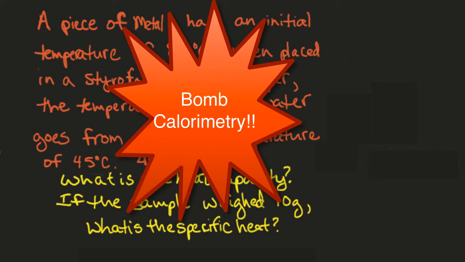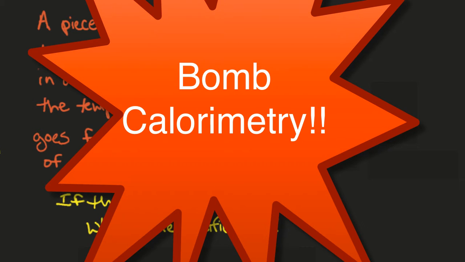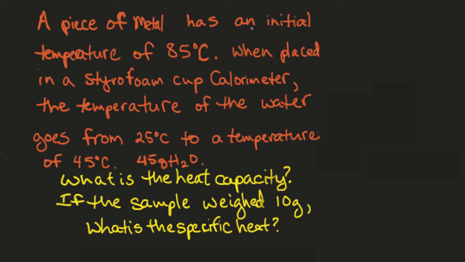Today we're going to look at an example of bomb calorimetry in which we have a piece of metal that has an initial temperature of 85 degrees Celsius, and it's placed in a styrofoam cup calorimeter that has the water initially at 25 degrees Celsius. After a while, they come to a temperature of 45 degrees Celsius.